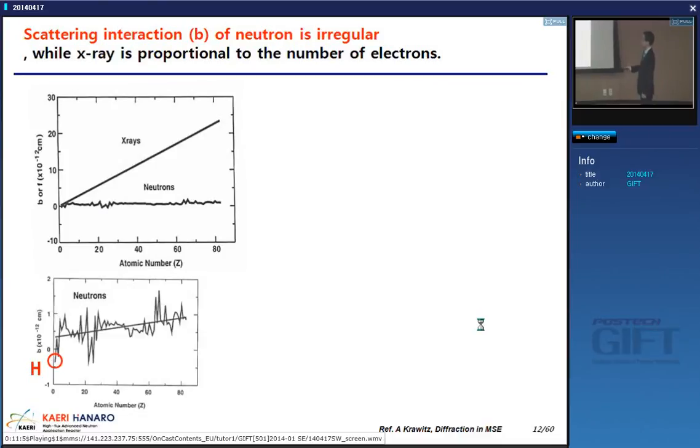So why do we care about the scattering cross-section? Because here it is very, very different. The x-axis is atomic number and the y-axis is scattering length. X-ray scattering is proportional to the atomic number, because atoms with a high atomic number have a lot of electrons, so they scatter very well. But neutron is very different. It is irregular. Because neutrons interact with the nucleus, some atoms have very low scattering and others very high. It's very irregular like this.